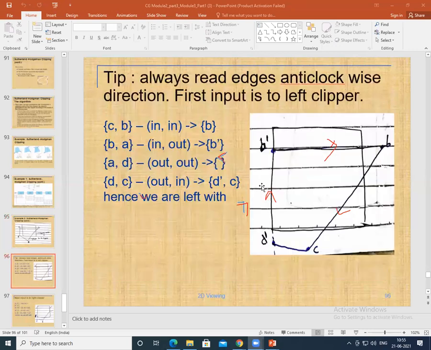So the left clipper I have told you, right? For the left clipper you had CB, BA, AD, DC. So after clipping, this diagram is obtained. When we have an in-out edge, always the second thing that you have to write is the intersection, the point clipped out. So B comma A, in-out. B is in, A is out, right? So you have to mention this point called B dash. You have BA, right?